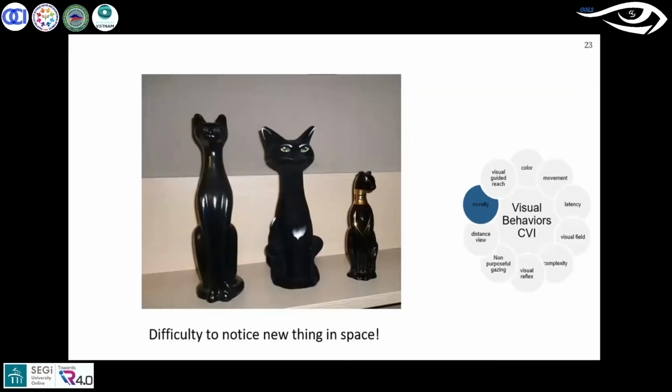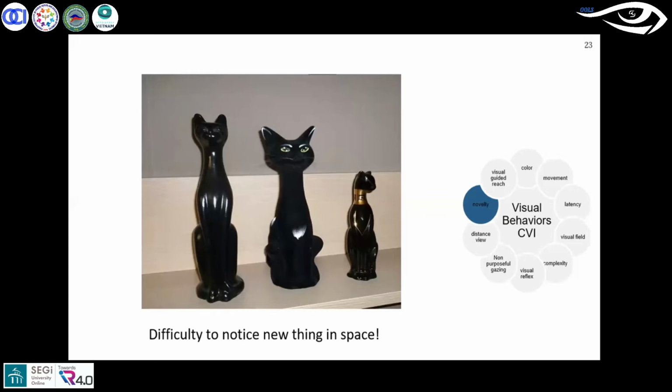What about the novelty? Novelty means new thing. It is our nature that it is very easy for us to notice a new thing in our space. For example, if you have these three statues at your doorway, maybe near the book rack or your shoe rack, you always know that you have three statues, all black. There are multiple sizes, and they are all pets, right?